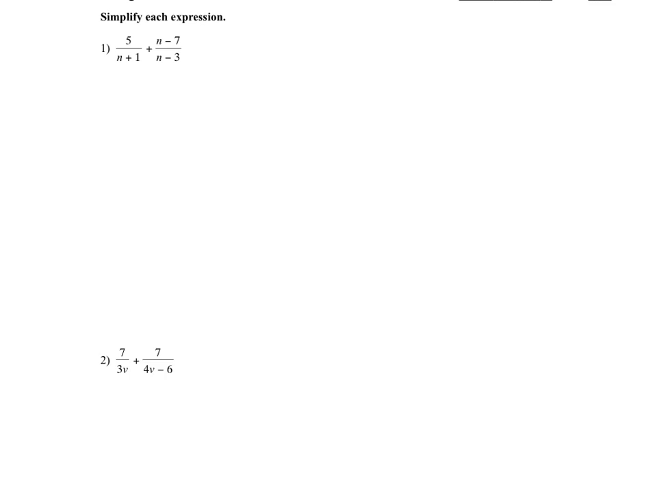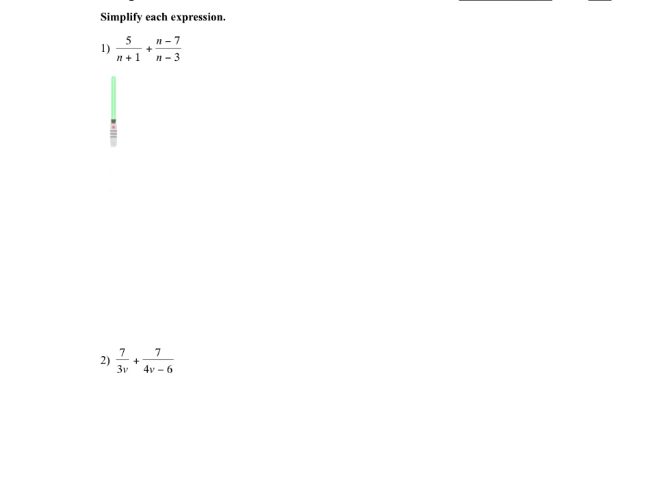Okay, hi. In this case, I'm going to simplify expressions. Specifically, I'm going to be working with adding or subtracting rational expressions. A rational expression is a fraction, a division of two algebraic expressions. So in this case, I have 5 over n plus 1 plus n minus 7 over n minus 3. When I add fractions, I need to have a common denominator.